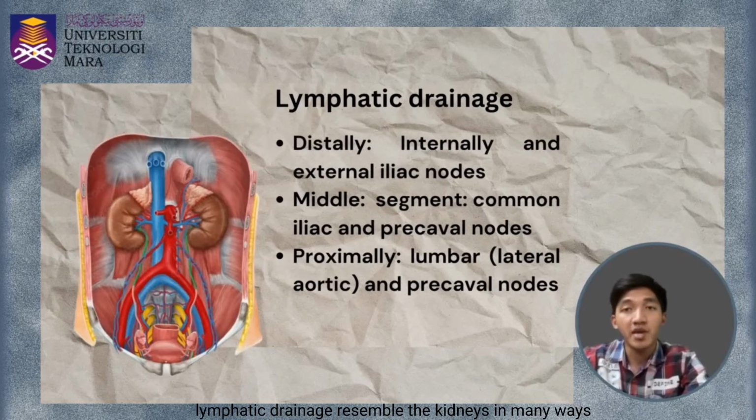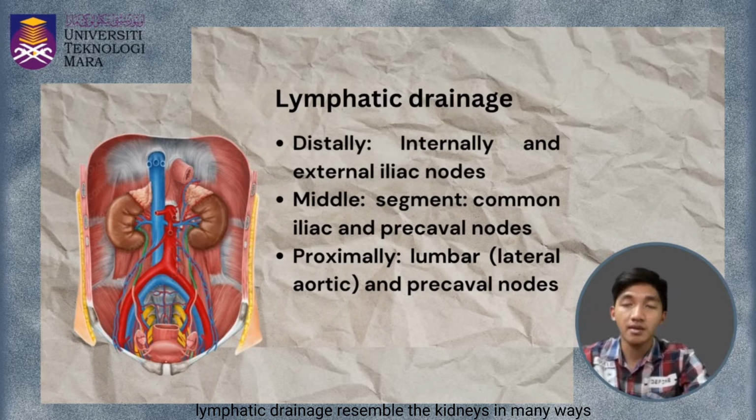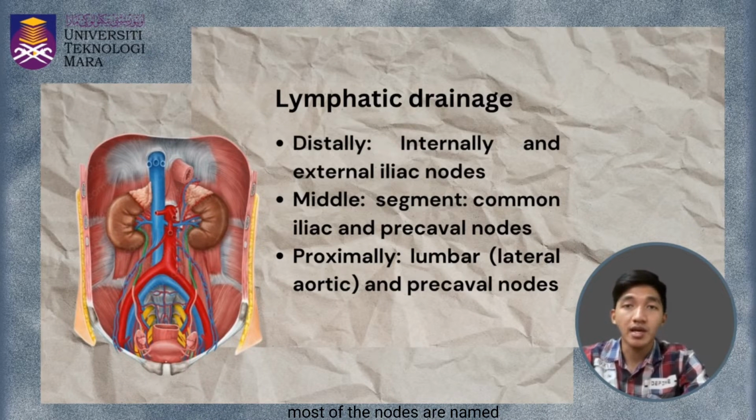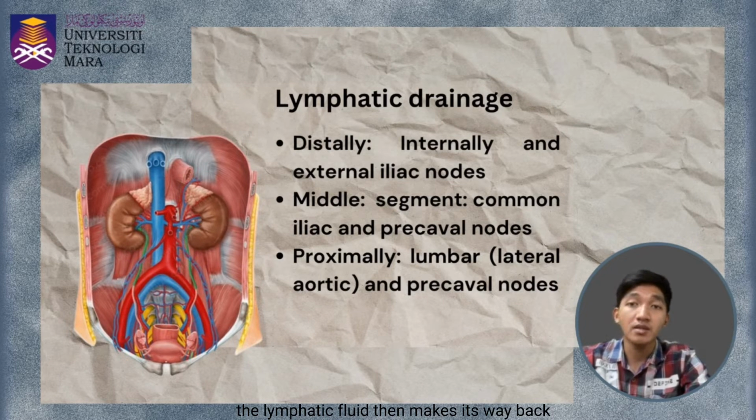The ureter's lymphatic drainage resembles the kidneys' in many ways. Most of the nodes are named in relation to the aortic segment they pass close to. They discharge to the internal and external iliac nodes distally. The common iliac and the precaval nodes receive the drainage from the middle segment. They drain proximally to the precaval and the lateral aortic nodes in the lumbar region. The lymphatic fluid then makes its way back to the systemic circulation via the cisterna chyli and the thoracic duct.